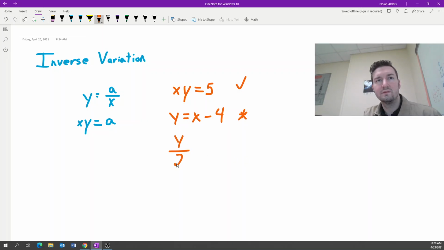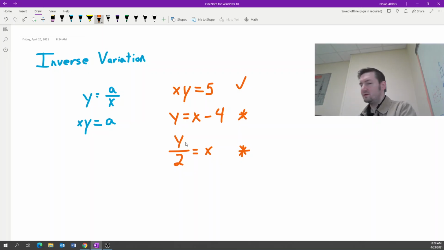y over 2 equals x. At first it kind of looks like this. But if we multiplied the 2 over, we would get y equals 2x. If we're solving for y, we need y equals a over x, not 2x. This is a no. In fact, this is what we could refer to as direct variation, which is kind of the opposite of inverse variation. But this does not fit this form, so this is not inverse variation.